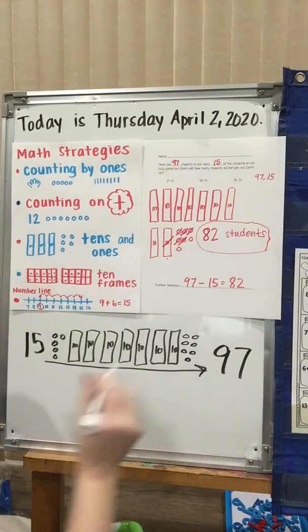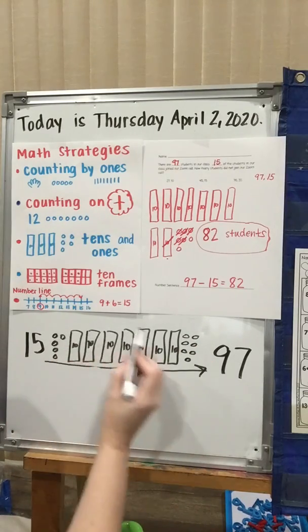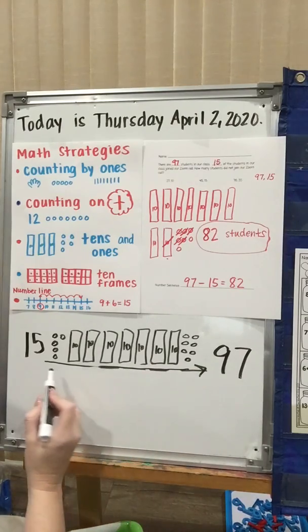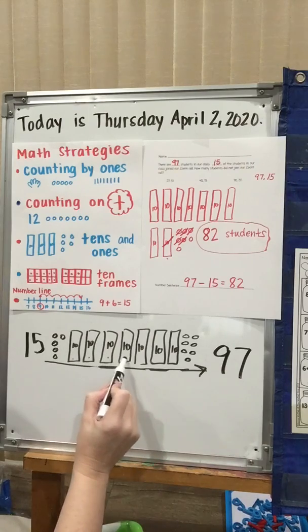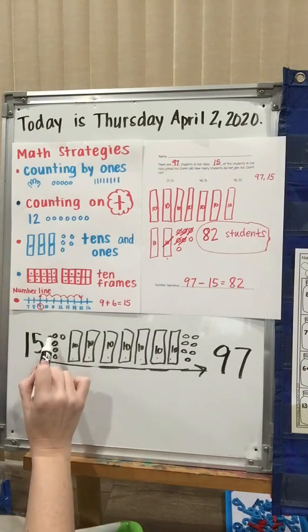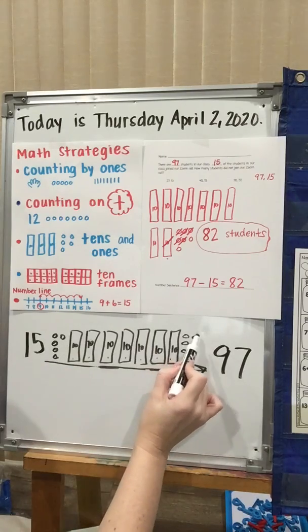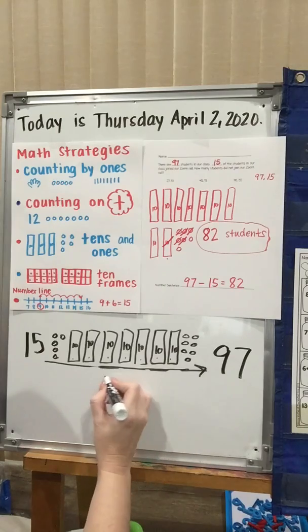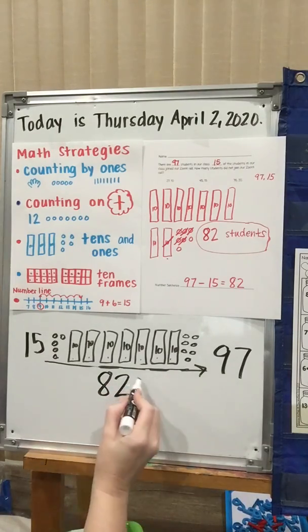So now I have to count. So these are the ones who did call in, and I had to count to see how many did not by getting all the way to 97. So let's count all the tens first. 10, 20, 30, 40, 50, 60, 70, 71, 72, 73, 74, 75, 76, 77, 78, 79, 80, 81, 82. And so you can see that you can get to 82 this way too.